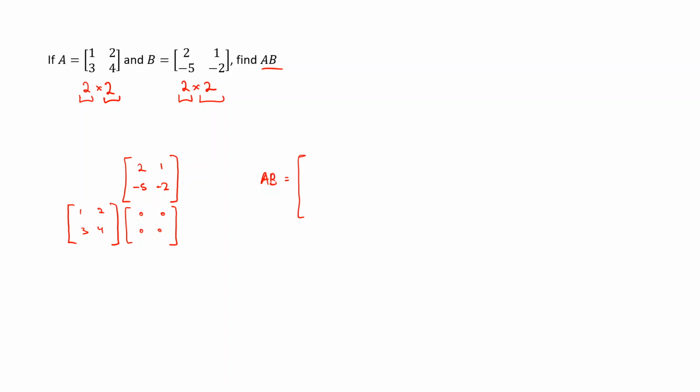Okay, so first row, first column, first row of A, first column of B, multiply corresponding entries, add them together. So I'm going to do 1 times 2. Then we're going to do 2 times minus 5 added to that. So 2 times minus 5. All right, let's do first row, second column. So we're going to do 1 times 1 plus 2 times negative 2.